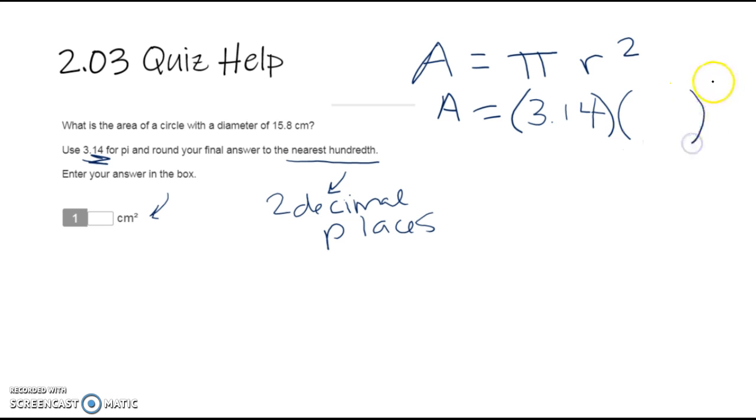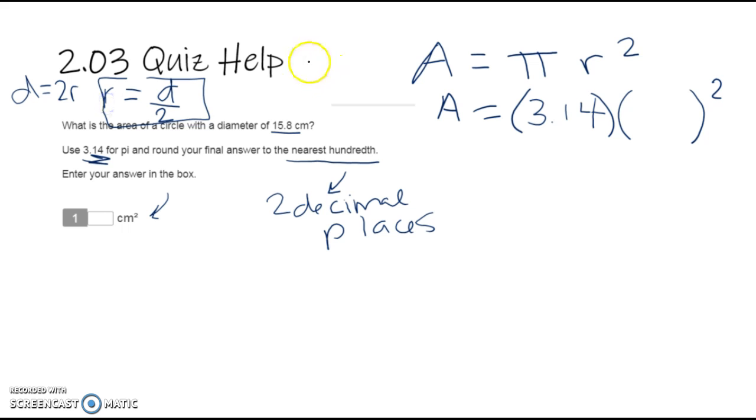Now here's the tricky thing. We're given the diameter. The diameter is 15.8. We divide by 2 in order to get the radius. Remember, the radius is equal to the diameter divided by 2. Or we could say diameter is equal to 2r, depending on which way you want to look at it. Those are both the same equation, just rearranged. If we multiplied by 2 on both sides here, then we would get d equals 2r. So we're going to use this one right here to help us find the radius.